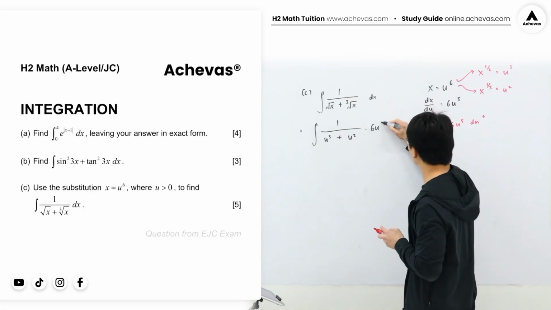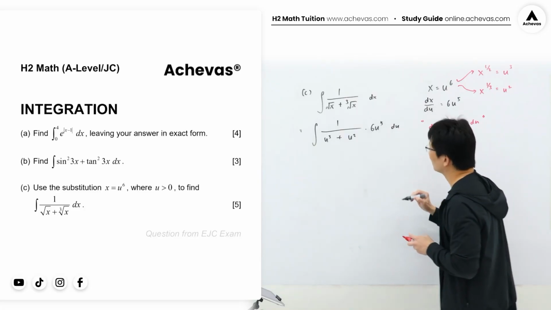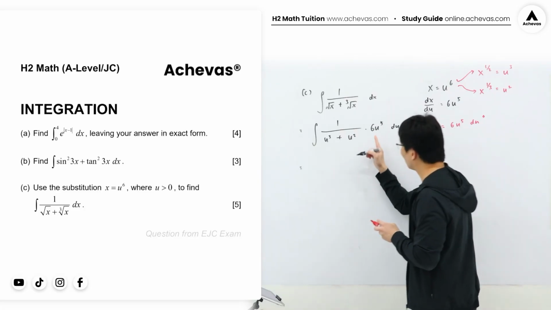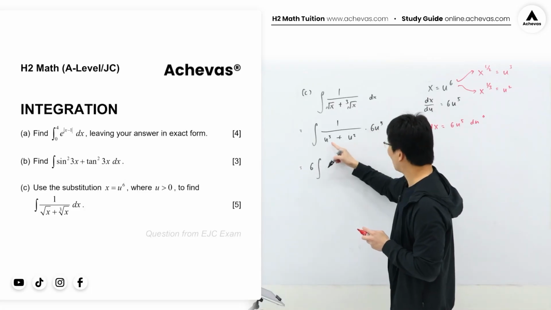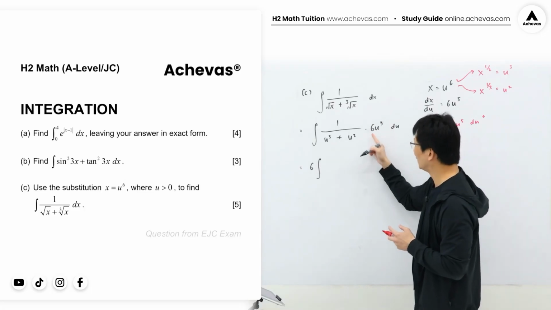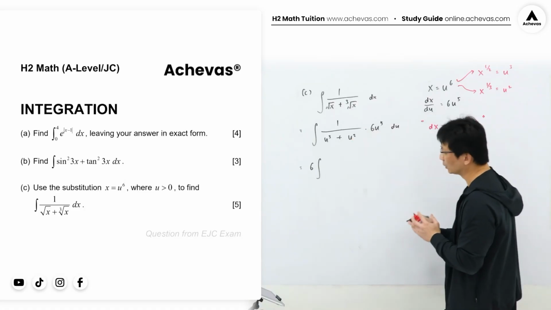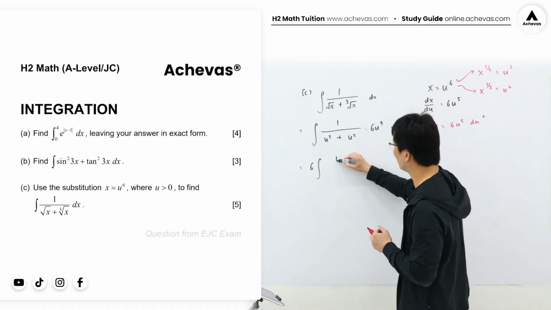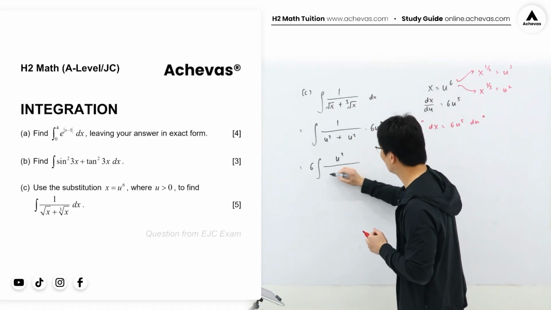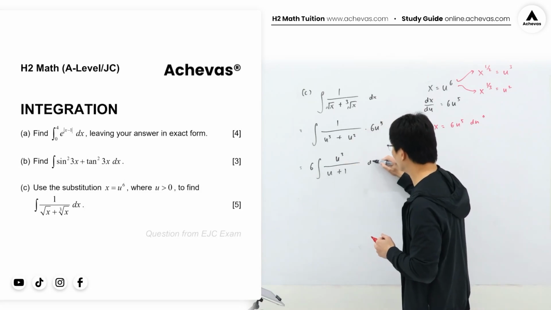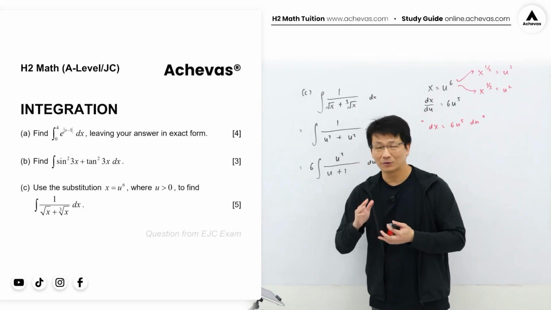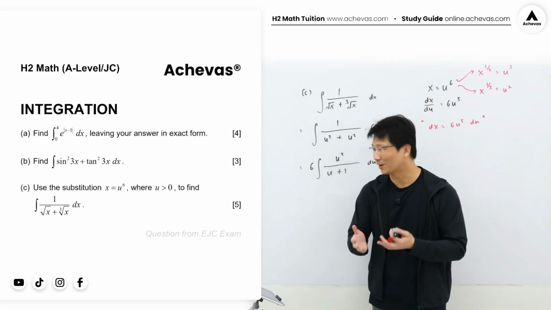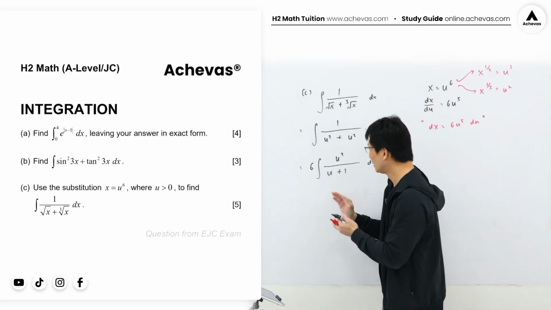and this is 6u to the power of 5 du. We're just going to simplify a bit, factorizing out the 6, and cancelling away some of the terms here. Divide top and bottom by u squared. I will have u cubed over u plus 1 du. When we see an improper fraction here, we are just going to do a long division because there's no way we can proceed from here.